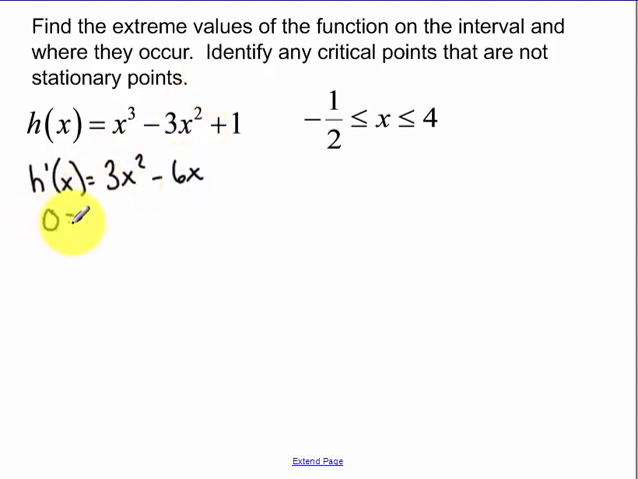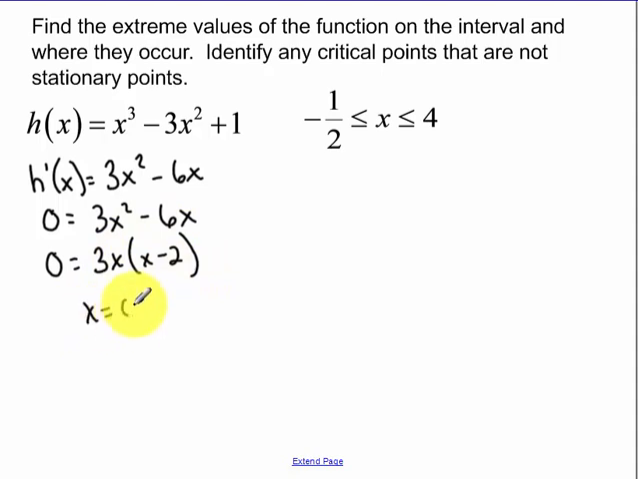And remember, you find critical points by setting the derivative equal to 0 and solving. 3x and x minus 2. So our critical points happen at 0 and at 2. Since these are both stationary points, since that's when the derivative equals 0, and a polynomial is always defined, I have no critical points that are not stationary points. Remember, stationary points are when the derivative equals 0.